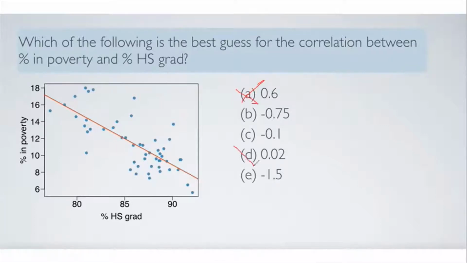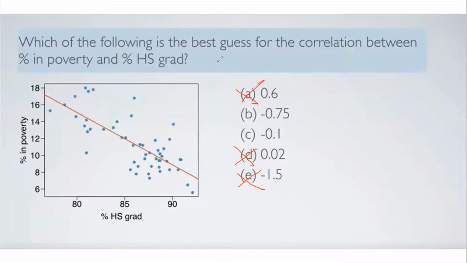It's quite easy. This is a negative association, so we eliminate the positive one. Second, the linear correlation coefficient should be between -1 and +1, so this option is false, because it's greater than -1. Let's see, we got -0.1 and -0.7.